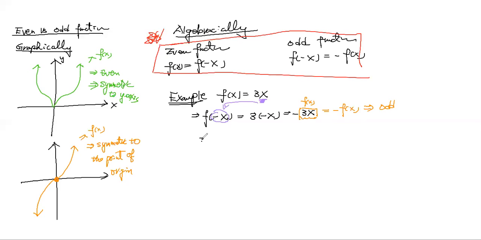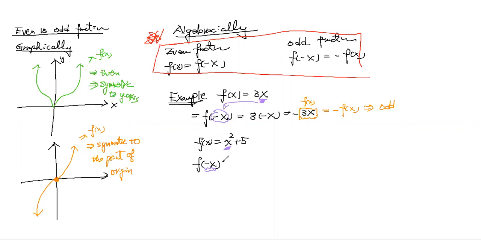Now let's take a look at the other one. If I have f of x equal to x squared plus 5, let's see if this is odd or even. Remember, we always start with negative x. You plug the negative x into whatever the x is in your original function.